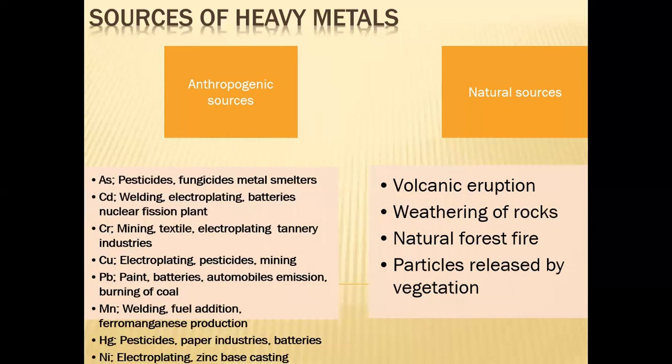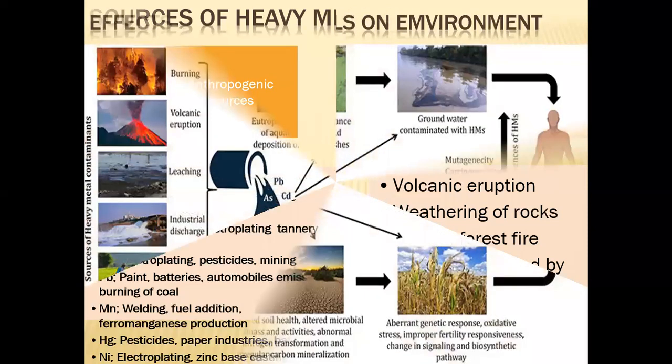Lead is produced by paint, batteries, automobile emission, burning of coal. Manganese is released from welding, fuel addition, ferromanganese production. Mercury is released from pesticides, paper industries, and batteries. And nickel is released by electroplating, zinc based casting. And natural sources are volcanic eruption, weathering of rocks, natural forest fire, particles released by vegetation. Moving to the next slide.